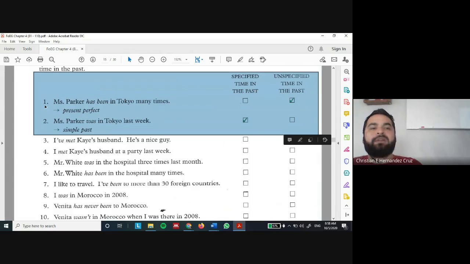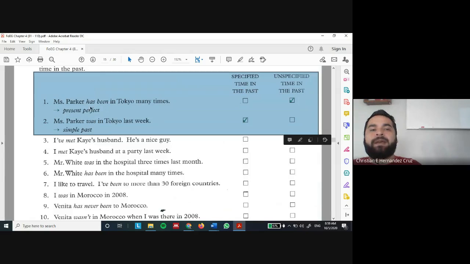We have sentence 1, Miss Parker has been in Tokyo many times. We know it's present perfect because it says so right there, but we can identify it being in the present perfect because it has these two verbs. Usa el has y usa el main verb que tiene, que termina con en, which is basically its past participle.